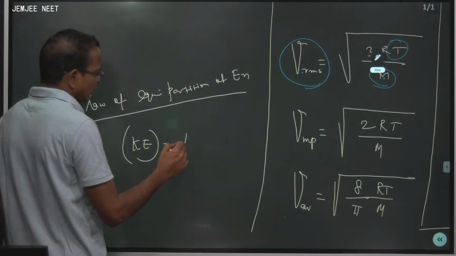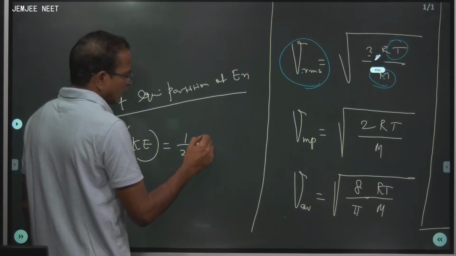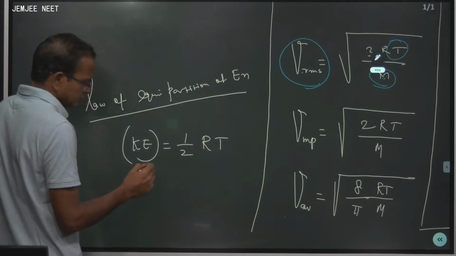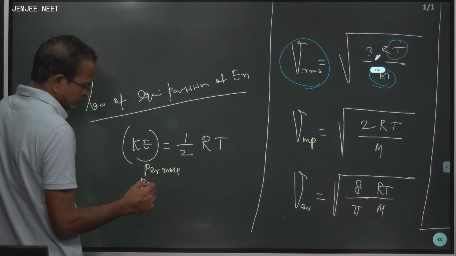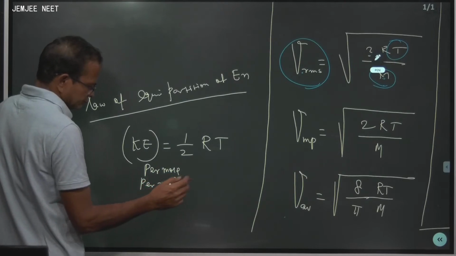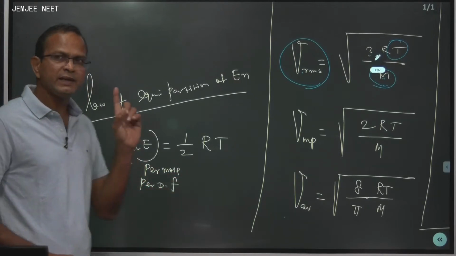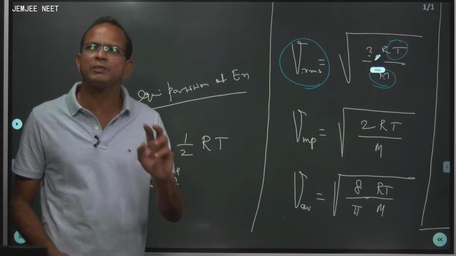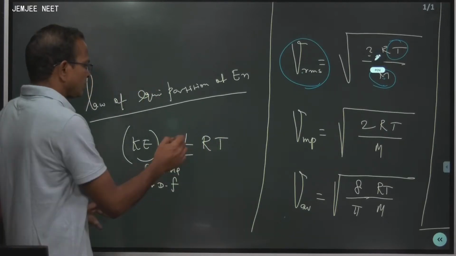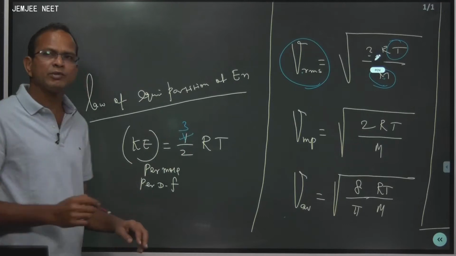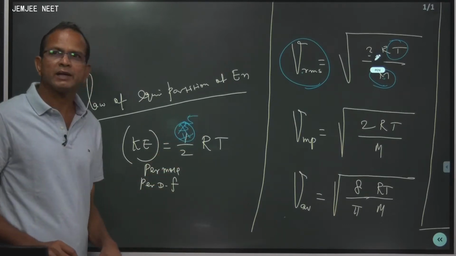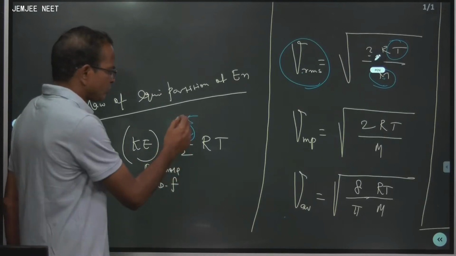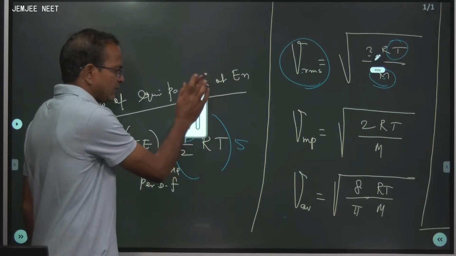No, simply ½ RT per mole per degree of freedom. For 1 degree of freedom, this is the value. Suppose for monoatomic you have 3, just multiply this with 3. For diatomic you have 5, just remove this and put 5. The entire equation should be multiplied with 5 in the case of a diatomic molecule, right?